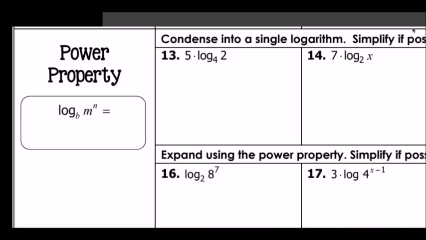Okay, so now this one is a power to a power. If I were to do x to the 4th to the 7th power, what would that simplify to? Yep, when you take a power and raise it to another power, you multiply those two numbers together.